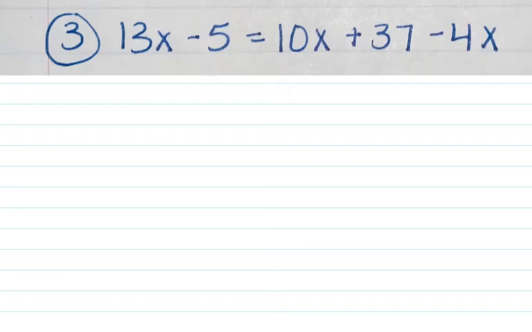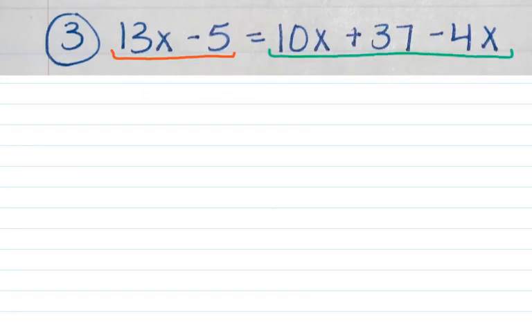Okay, example 3. This one I'm not going to use the Great Wall of Algebra, just in case that's your preference. So let's take a look at this one. Do I need to distribute? No. Do I have like terms on the same side? If I'm checking sides, I have no like terms there.